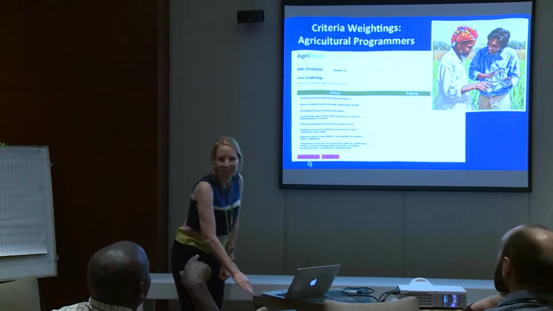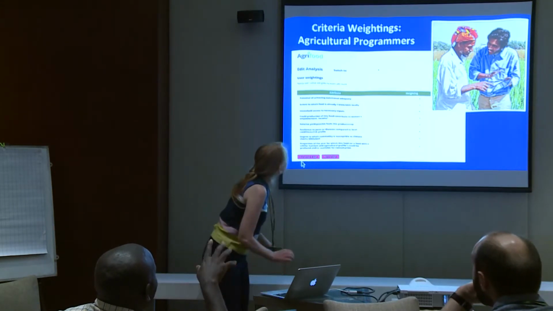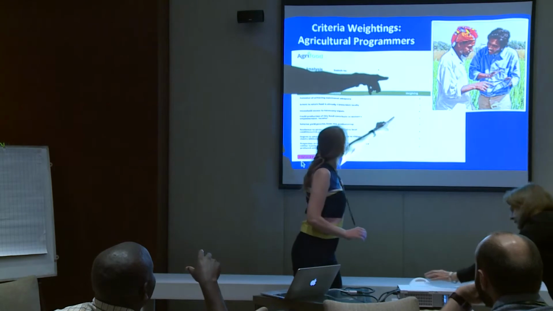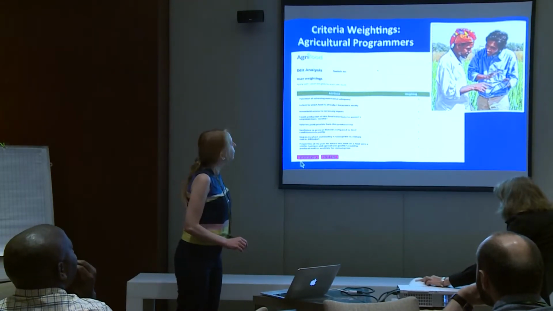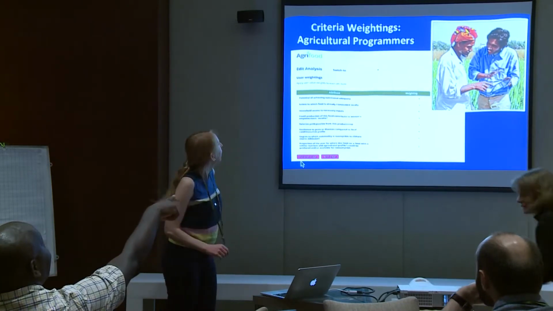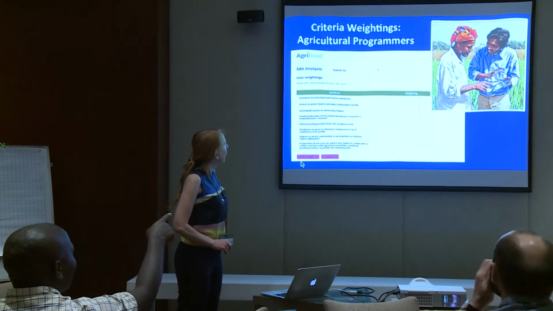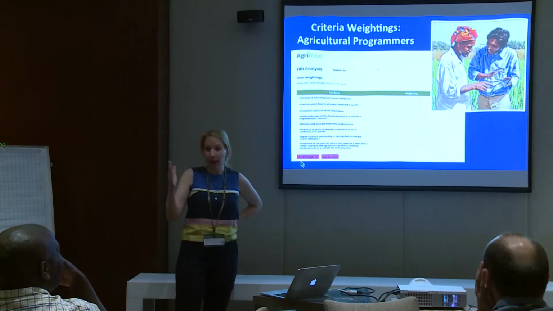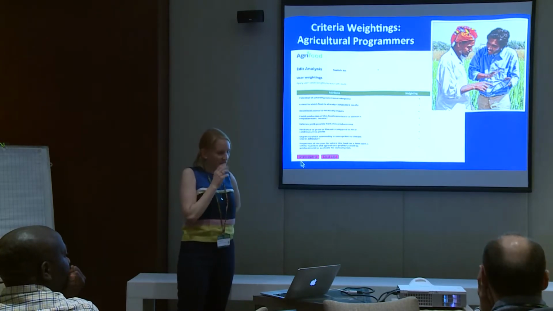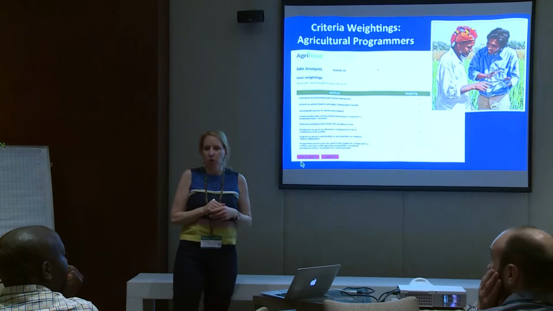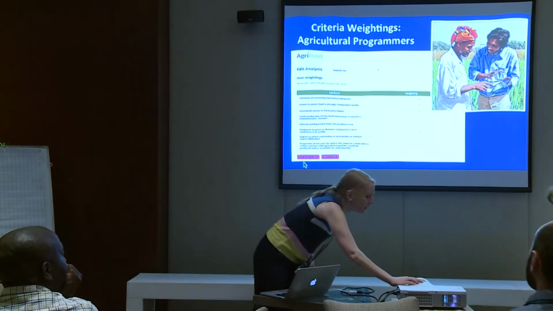For example, the potential of achieving nutritional adequacy, that's a weight of 8. So there's 8 criteria, so 8 would be the most important. And this is just hypothetical as well. I'm really sorry this is so small, it was big when I practiced.